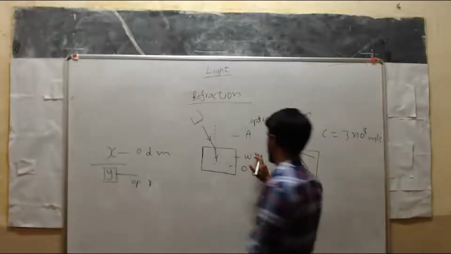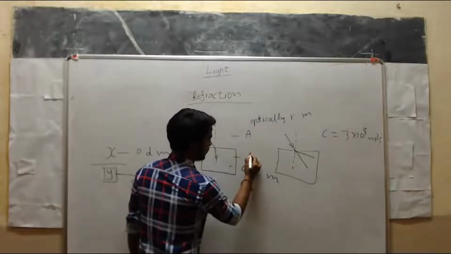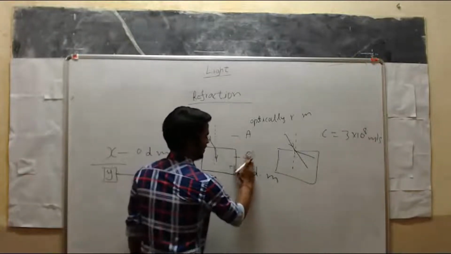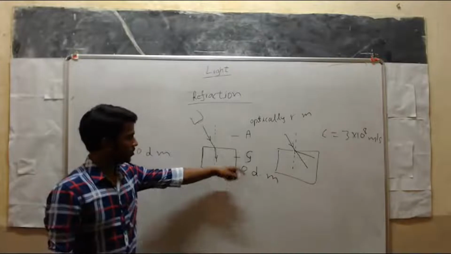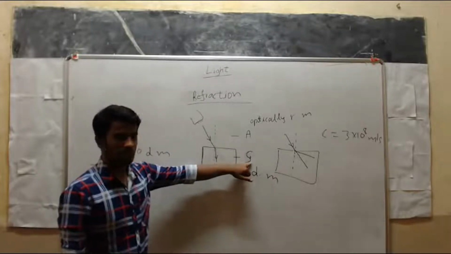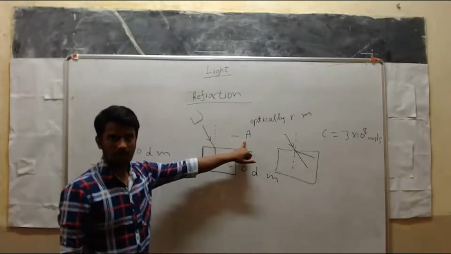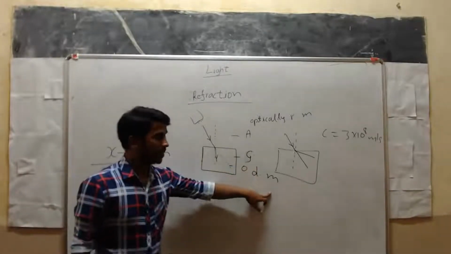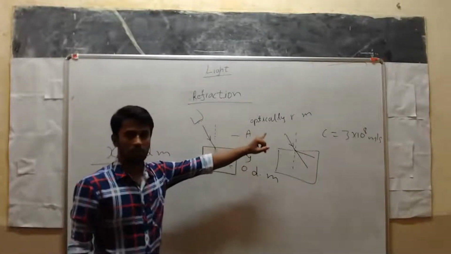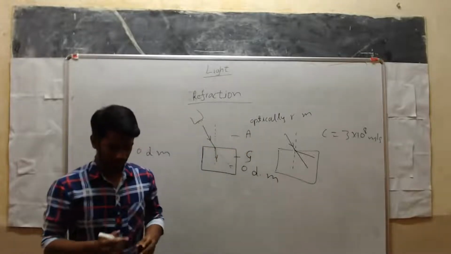Sorry, this is glass, right? Sorry, extremely sorry. Okay, this is a glass. No problem. Because the glass is more dense than air medium, we will call this glass the denser medium and this air the optically rarer medium.